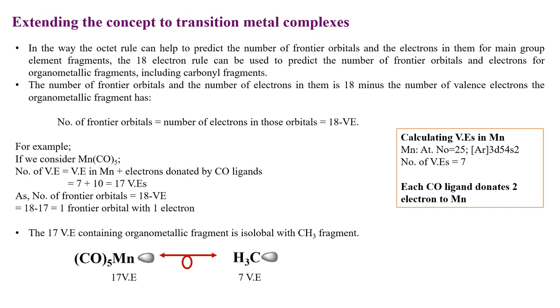They have 1 frontier molecular orbital each, 1 electron in each, and the number of valence electrons here is 7 and it is 17. So irrespective of whether it is 17 valence electrons or 7 valence electrons, there is 1 frontier molecular orbital each with 1 electron in them. That is sufficient for them to be considered isolobal to each other. We'll see some more examples to understand the concept clearly.